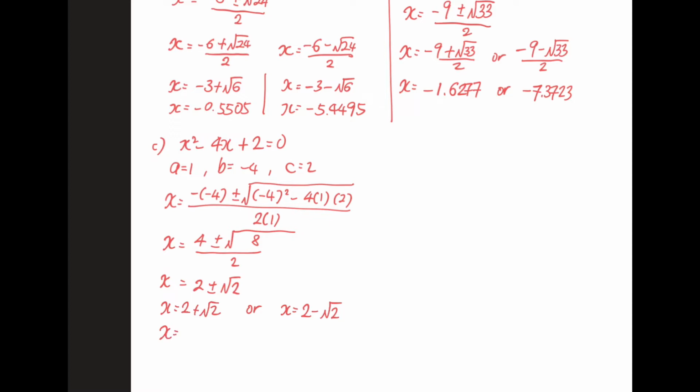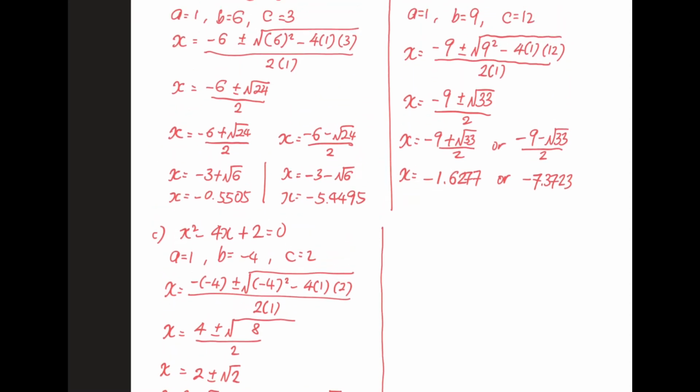Okay, then we change it to decimal. We have 3.4142. And 2 minus square root 2, so we have 0.5858. Yeah, so this is the answer for C.